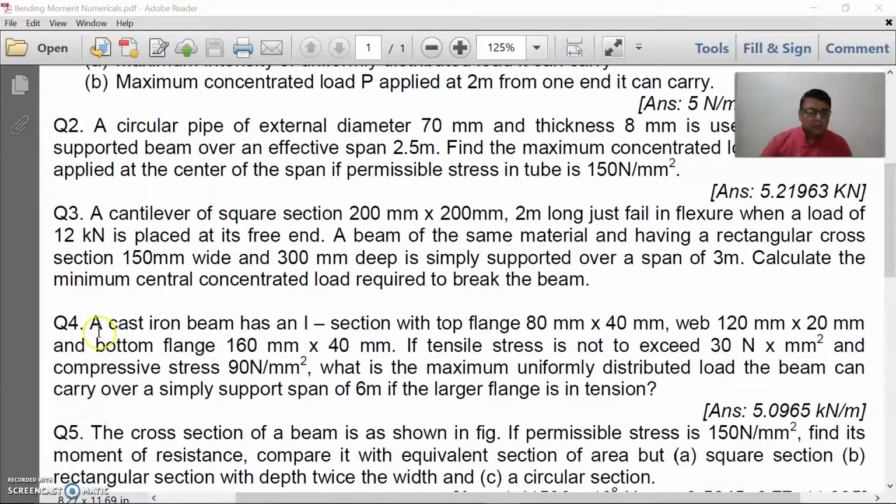Okay, so we'll start with the fourth numerical. In this, it is said that a cast iron beam has an I section with top flange as 80 mm by 40 mm, web as 120 mm by 20 mm, and bottom flange as 160 mm by 40 mm. This is the dimensions of an I section beam, right?